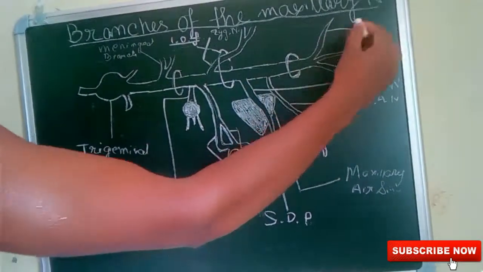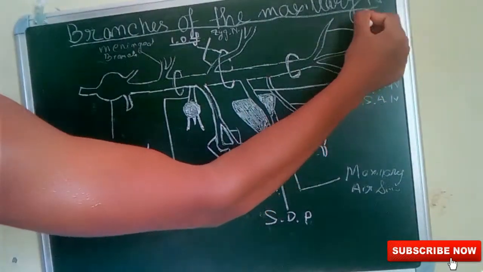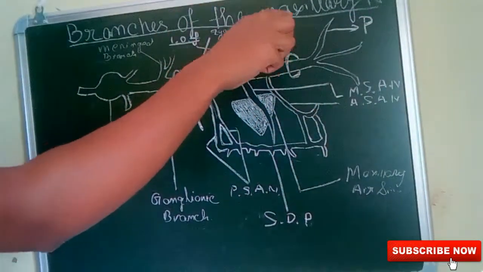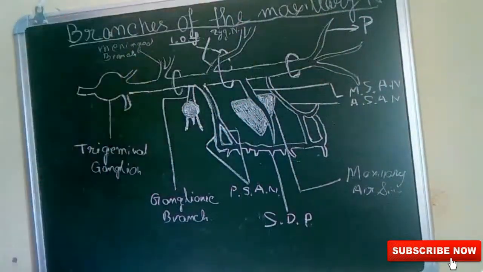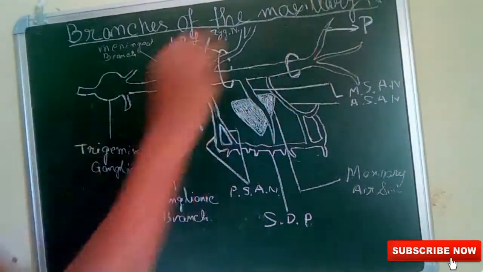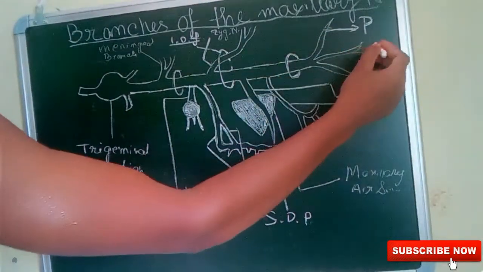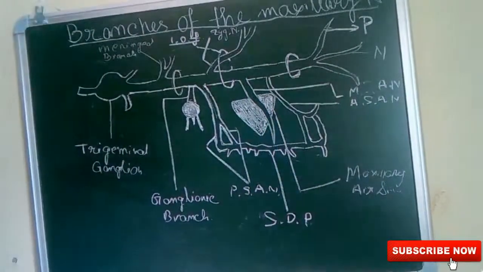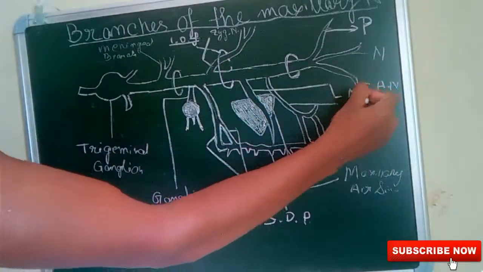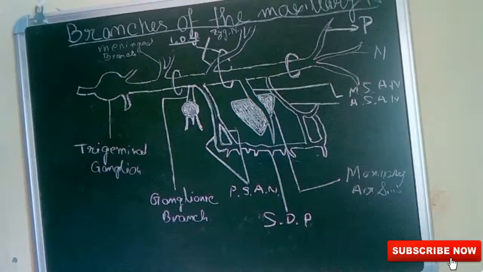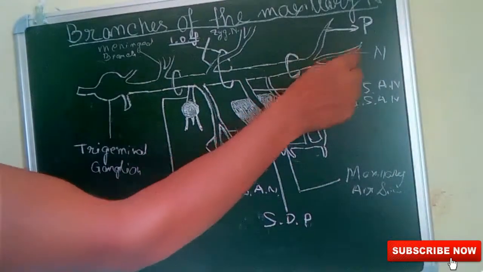P for palpebral branch. This is the palpebral branch, and it supplies the skin of the lower eyelid. And now the nasal branch. This is the nasal branch, and it supplies the skin of the side of the nose and the mobile part of the nasal septum.